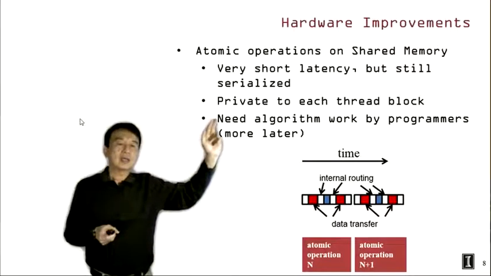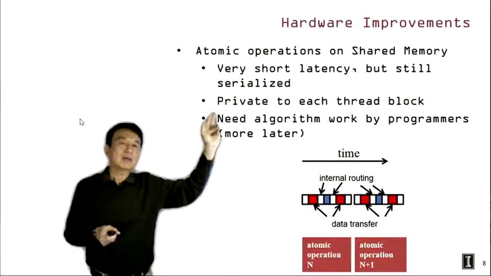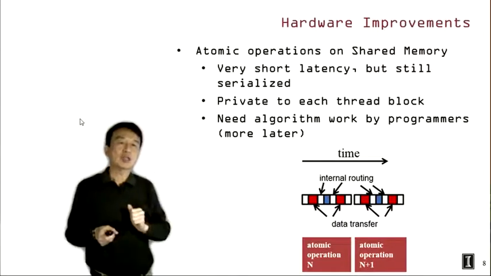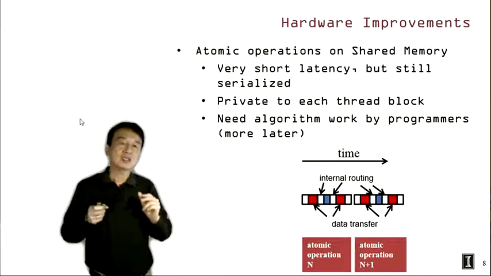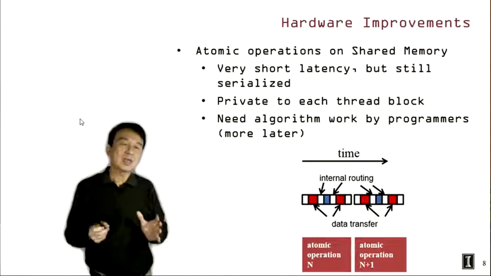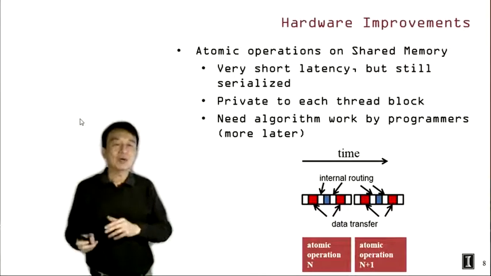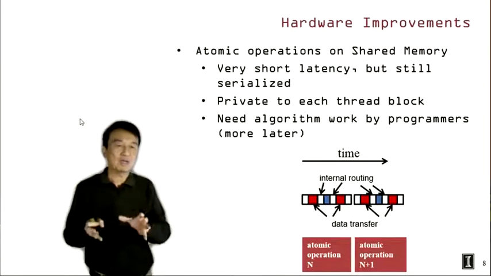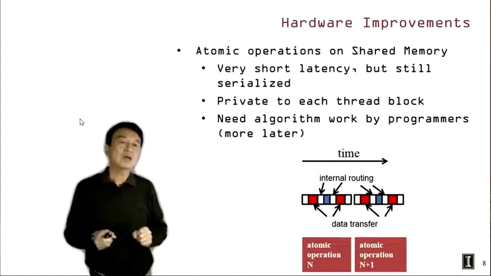The main limitation of the shared memory atomic operation approach is that shared memory is private to each thread block. So only the threads in the same block can operate on the same atomic variable if we put the variables in the shared memory. So we need to do an algorithmic technique called privatization, and this is going to be the topic of the next lecture.